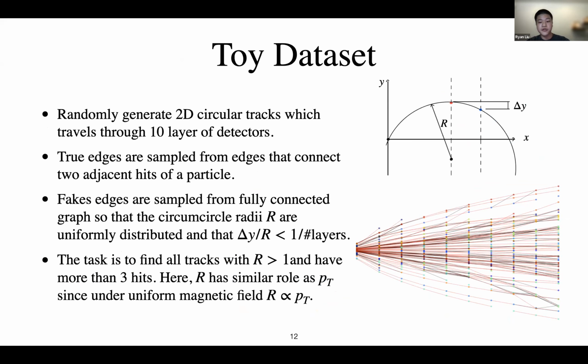The true edges are sampled from the edges that connect two adjacent hits of the same particle, and the fake edges are sampled from a fully connected graph. The distribution of the radius of the circumcircle is made to be uniform. Our task is to find all the tracks that have R greater than 1. This requirement comes from the fact that R is a proxy of transverse momentum, since under a uniform magnetic field, R is proportional to PT.